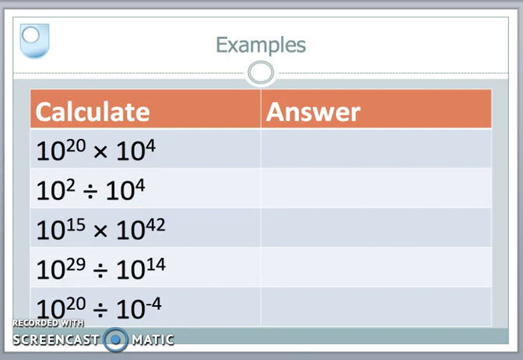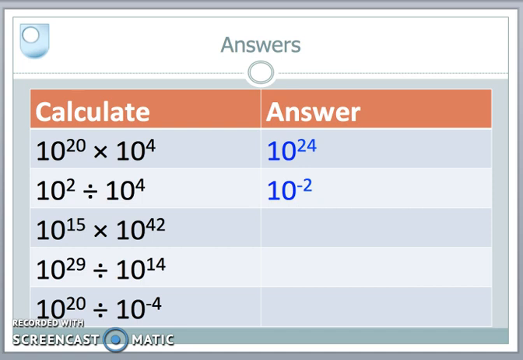What happens when we multiply 10 to the power of 20 by 10 to the power of 4? Well, we just simply add the powers together. So we'll get 10 to the power of 24. 10 to the power of 2 divided by 10 to the power of 4. Remember, 10 to the 4 is on the bottom line, so we bring it to the top and change its sign. It'll become 10 to the minus 4. Add them together, and we'll end up with 10 to the power of minus 2, because 2 minus 4 gives me an answer of minus 2.